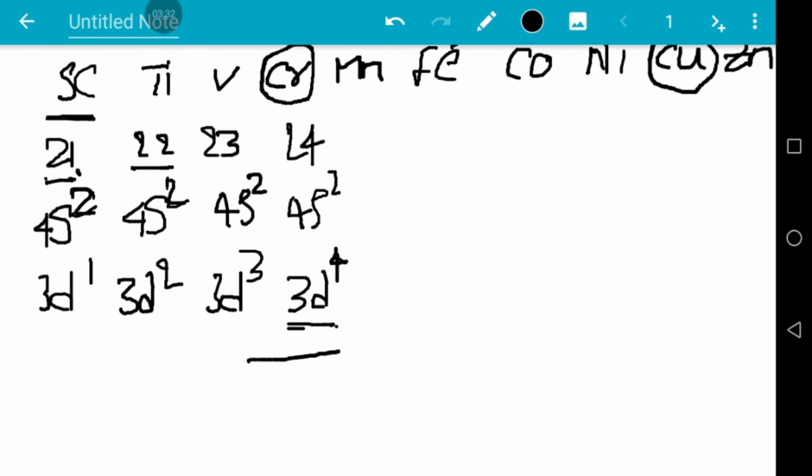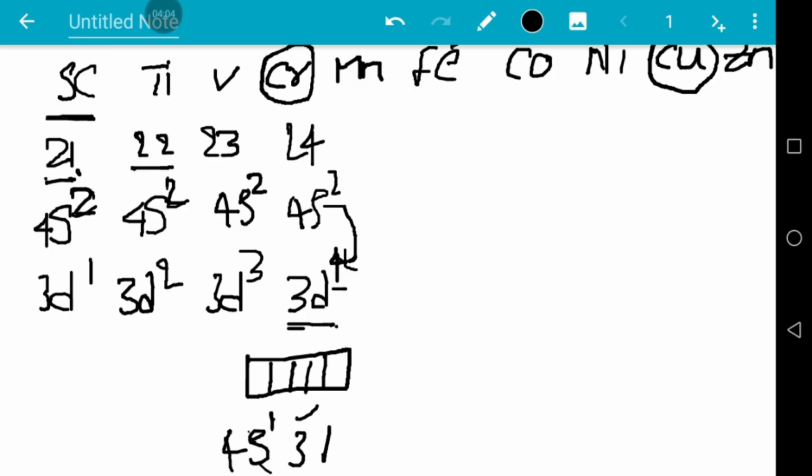But here how many electrons are there? Only 4 electrons. So if one more electron is present in the d orbitals, then it gets the half-filled configuration, which means it is stable. So to get the stability, one electron from the s orbital is shifted to the d orbital. Then what is the configuration? 4s1 and 3d5 will come. So this is the exceptional configuration for chromium.